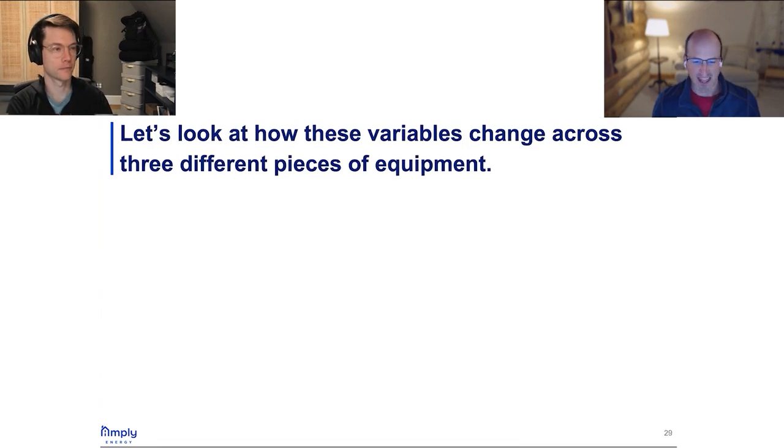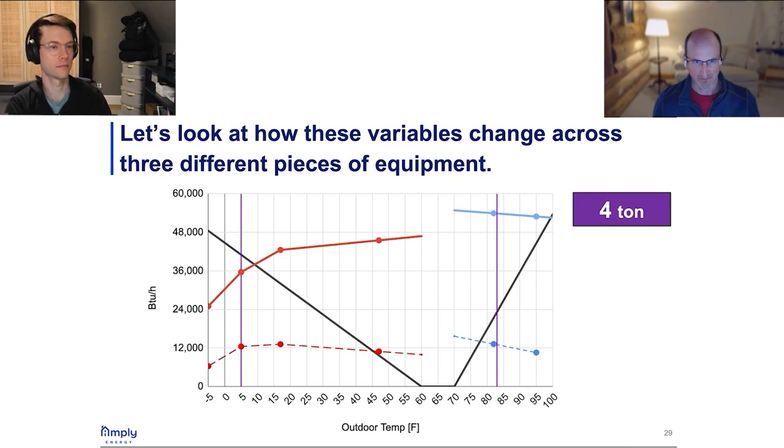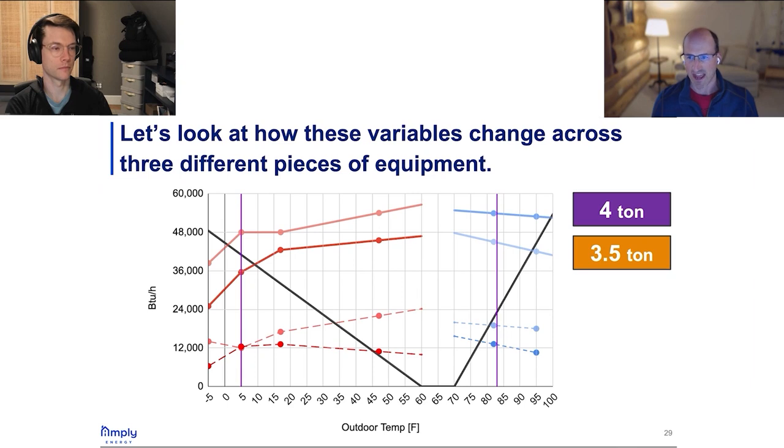All right, so now we're going to look at a bunch of different pieces of equipment, specifically 3. The example we've been using so far is for a 4-ton piece of equipment. That's the marketing label that's on this piece of equipment. And we're going to overlay a 3.5-ton unit on the same chart. And it looks totally different. And counterintuitively, this 3.5-ton piece of equipment, from its generic label, is a quote unquote smaller piece of equipment.